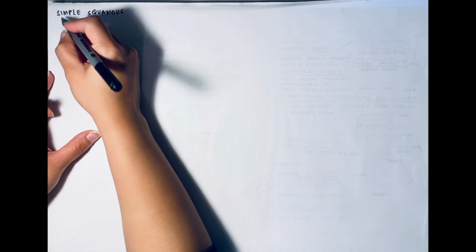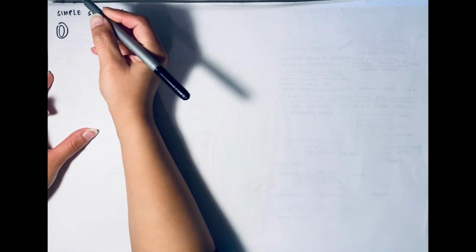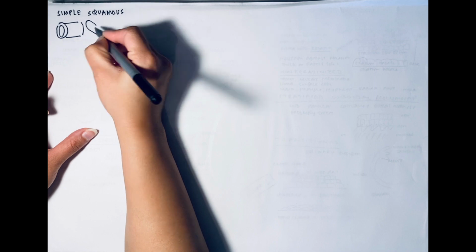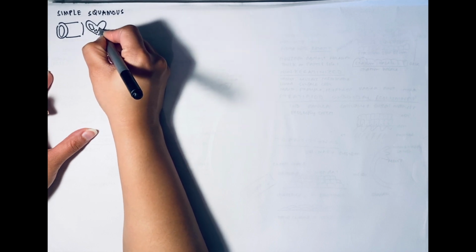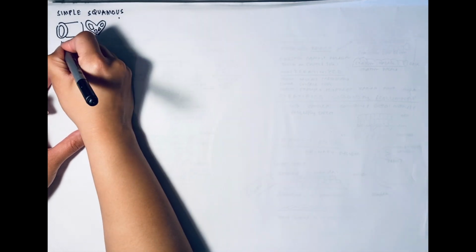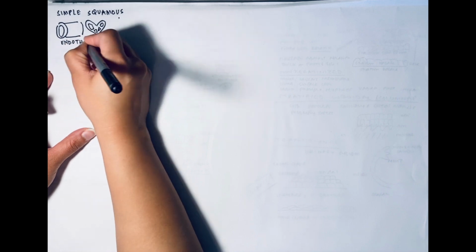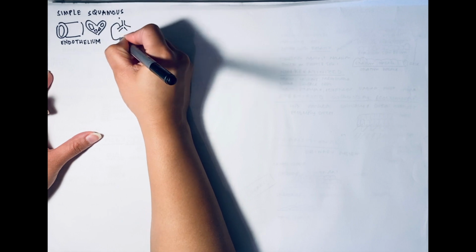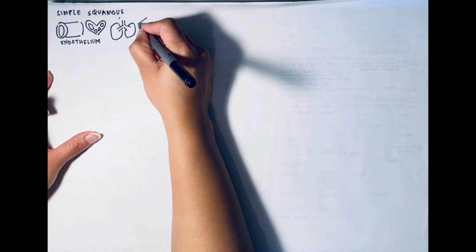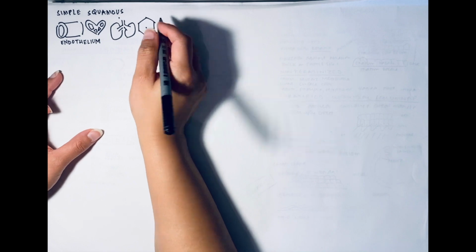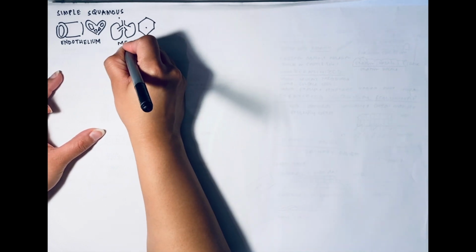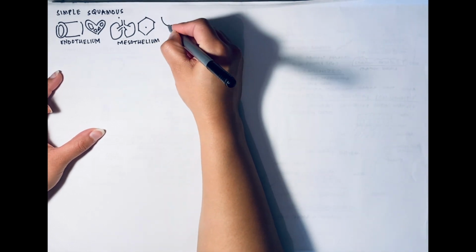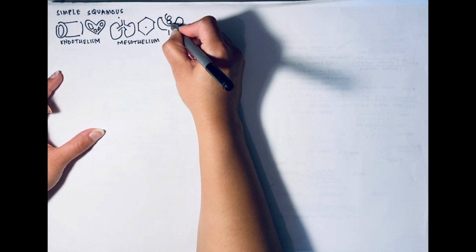Starting with simple squamous epithelium, which is one cell thick and is made up of flat cells. It's found all over the cardiovascular system. It lines the inside of it, and it's called the endothelium. It's also found in the pleural cavity. It forms the lining of it, the peritoneal cavity, and the pericardium, where it's called mesothelium.